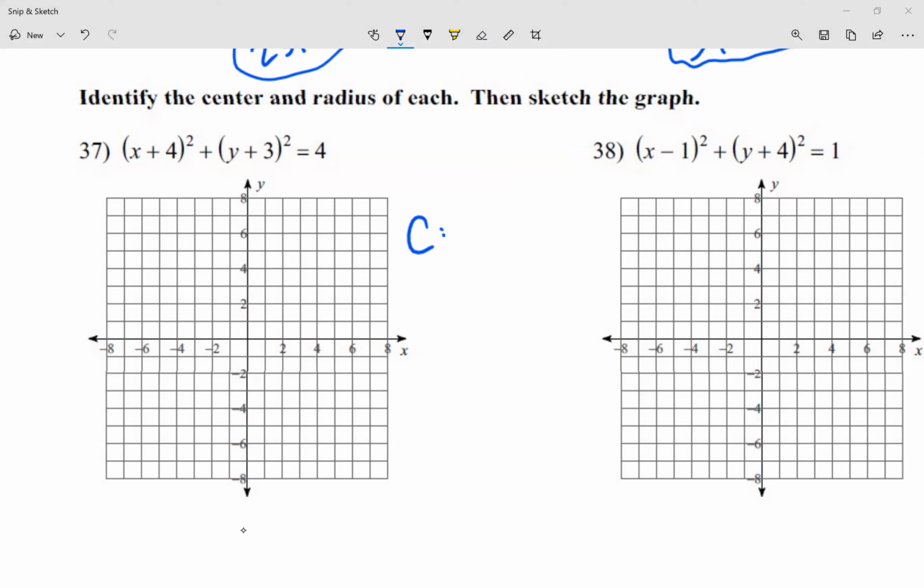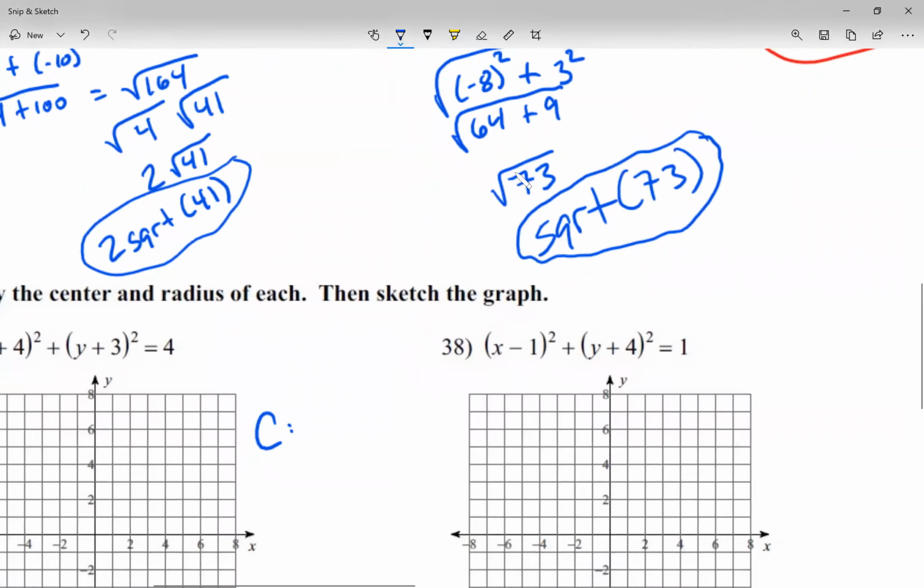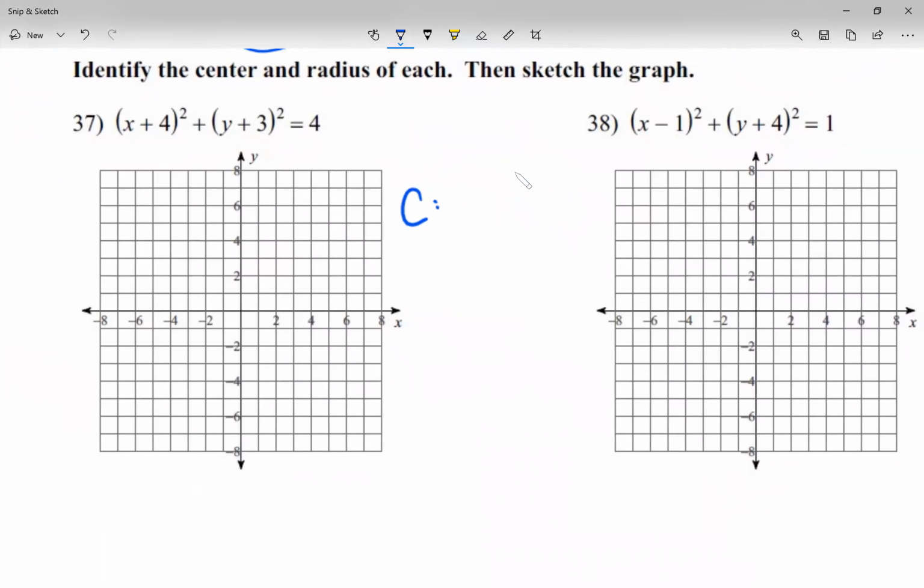Here I have a question. Could an answer be just a square root? Yeah, that was number 36 from our notes. Didn't you see that? Yeah, it's possible. Okay. Let's pay attention to our lecture.